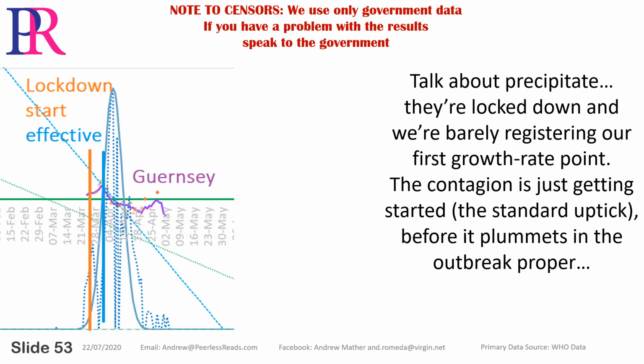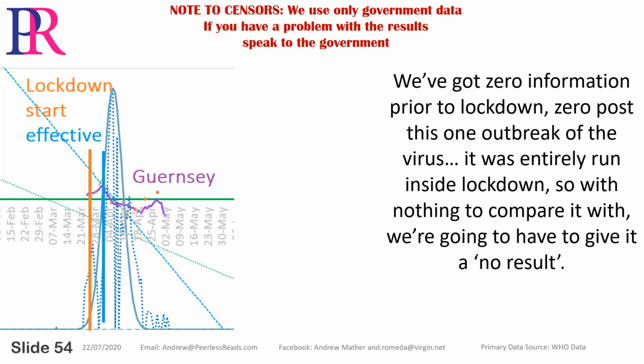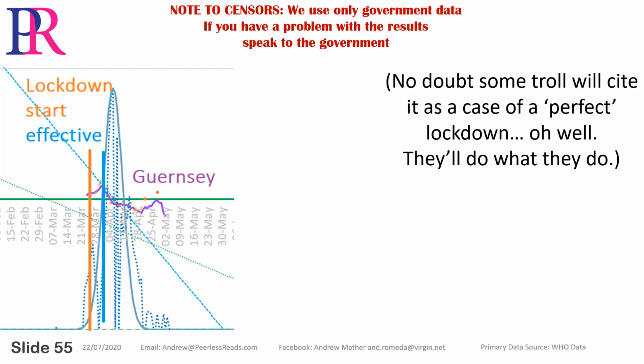Talk about precipitate, they locked down and were barely registering our first growth rate point. The contagion is just getting started, the standard uptick, before it plummets in the outbreak proper. We've got zero information prior to lockdown, zero post this one outbreak of the virus. It was entirely run inside lockdown, so with nothing to compare it with, we're going to have to give it a no result. No doubt some troll will cite it as a case of a perfect lockdown. Oh well, they'll do what they do.